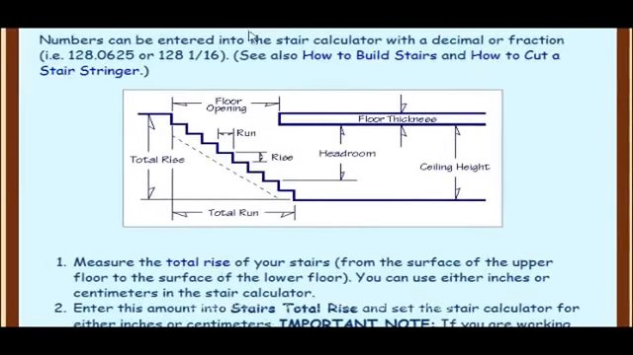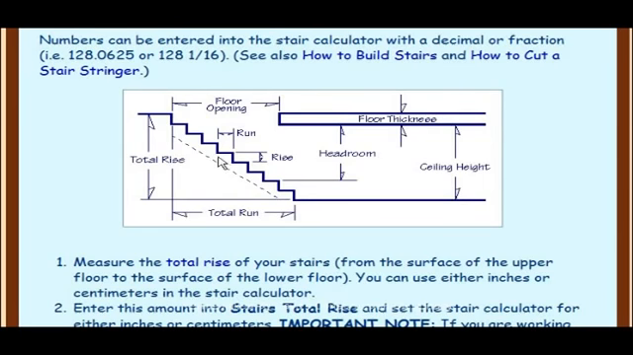Dave and I drew this diagram to show the parts of a staircase. The total rise is the vertical distance between the surface of the upper floor and the surface of the ground, sidewalk, or lower floor that the last step will be on. The total run is the horizontal distance between the edge of the upper floor and the end of the bottom step. Each stair step has two basic measurements.